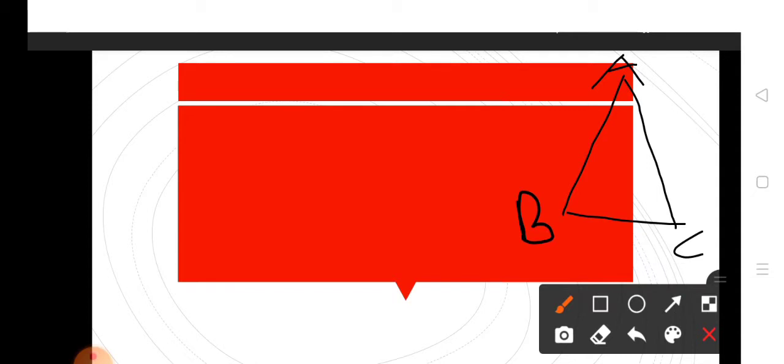Now what I will do is take a perpendicular from A to the base BC. I will name this D. Now this angle BAD will become 30 degree here. You know this, this is 30 degree, and this is 60 degree, and this is also 60 degree. I'm rubbing out this. I was just showing you.